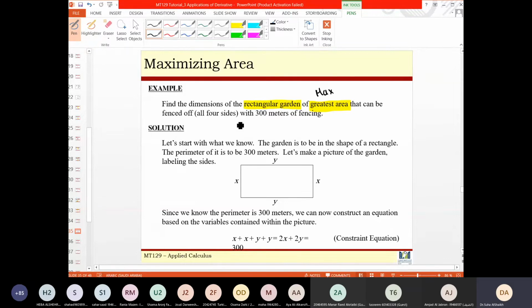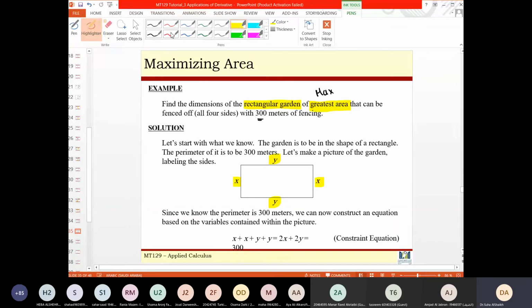That can be fenced off on all four sides with 300 meters of fencing. This is just what they give me. So I know that since it's rectangular, it has 2 dimensions, x and y. I'm going to name this x, I'm going to name this y. Up to you, if you want to switch, it's fine. So I have an x and I have a y, I have 2 dimensions.